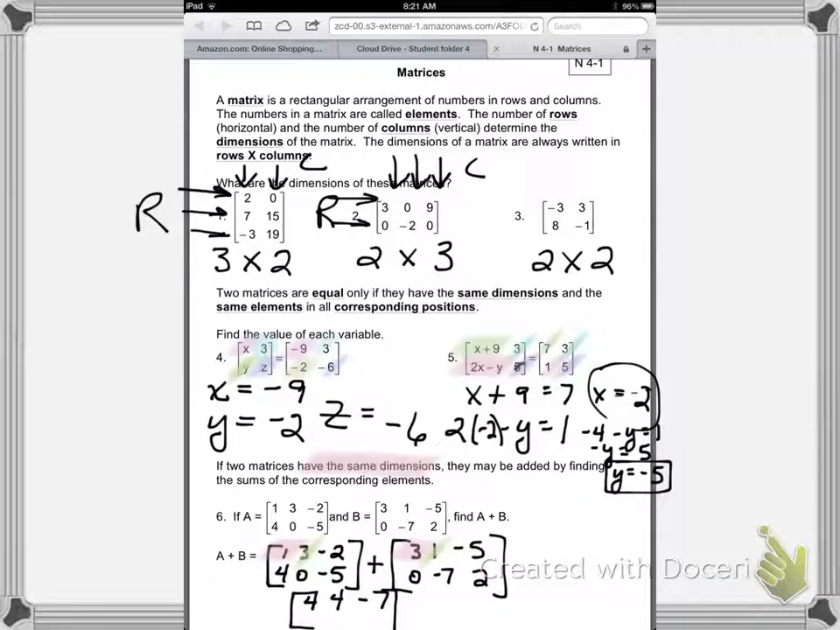I'm just continuing along the top row. Now let's look at the bottom row. 4 plus 0 is 4. 0 plus negative 7 is negative 7. And negative 5 plus 2 is negative 3. So I just add the corresponding elements, and that's my answer. That is the resultant matrix from adding A plus B. Okay, let's go to our next page.